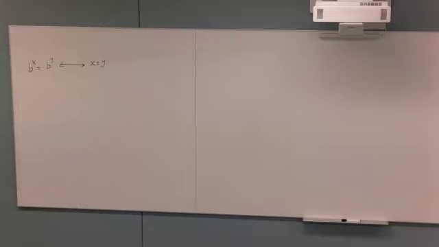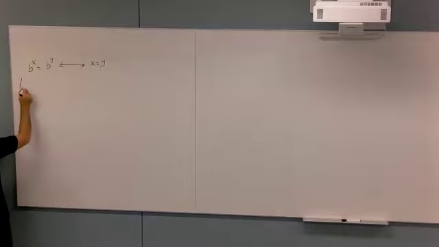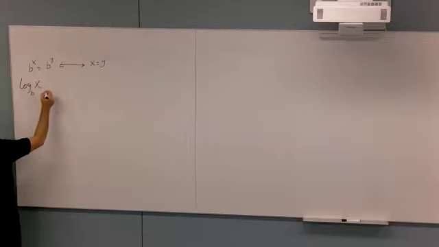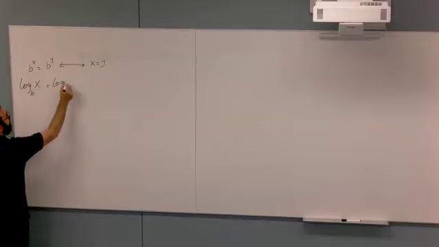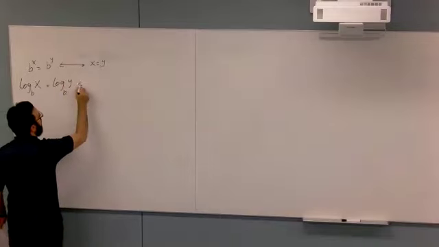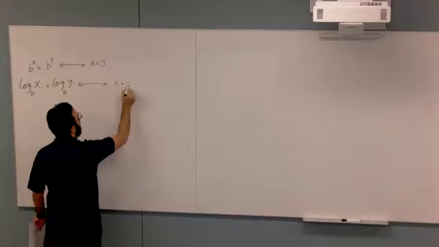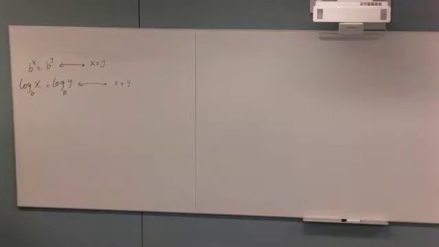I think there's another rule, because the logs should be worked together. So if I have log base b of x equal log base b of y, that means x equal y. Is that okay? So we have two rules.